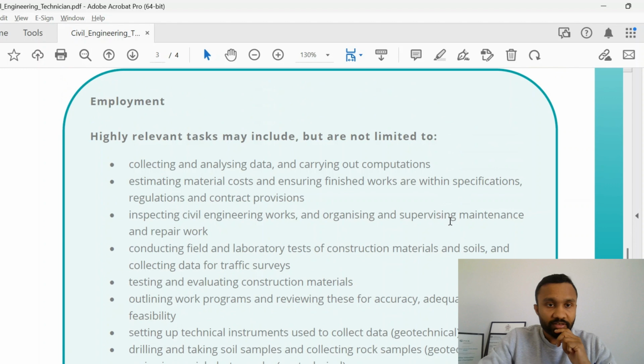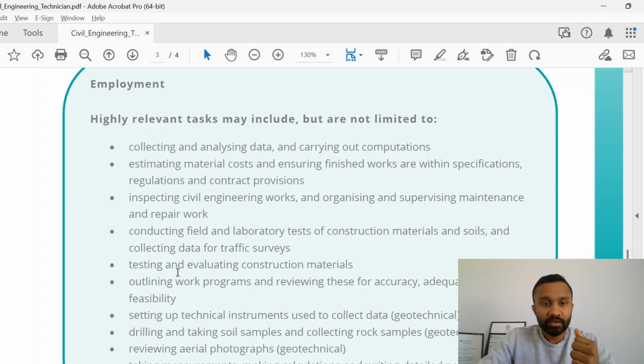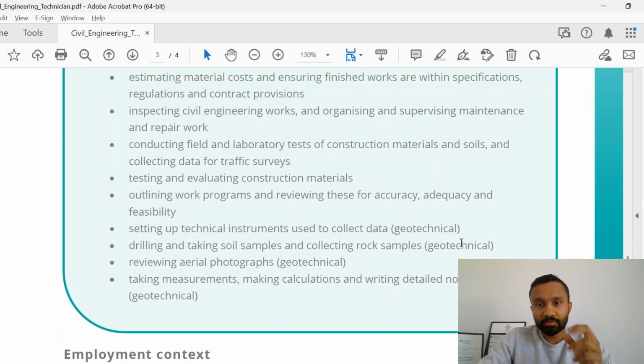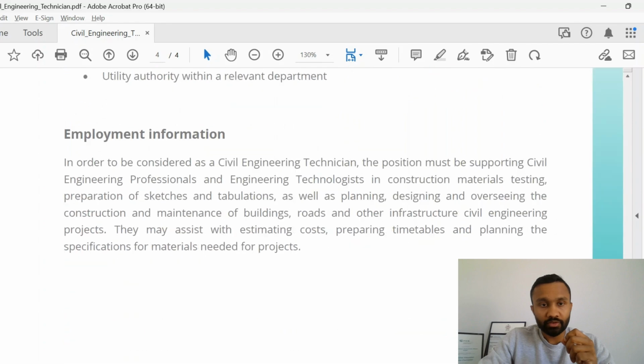This also lists out some of the highly relevant tasks. I wouldn't go into all the details, but collecting and analyzing data and carrying out computations, inspecting civil engineering work, conducting field and lab tests, testing and evaluating construction materials, and so forth.